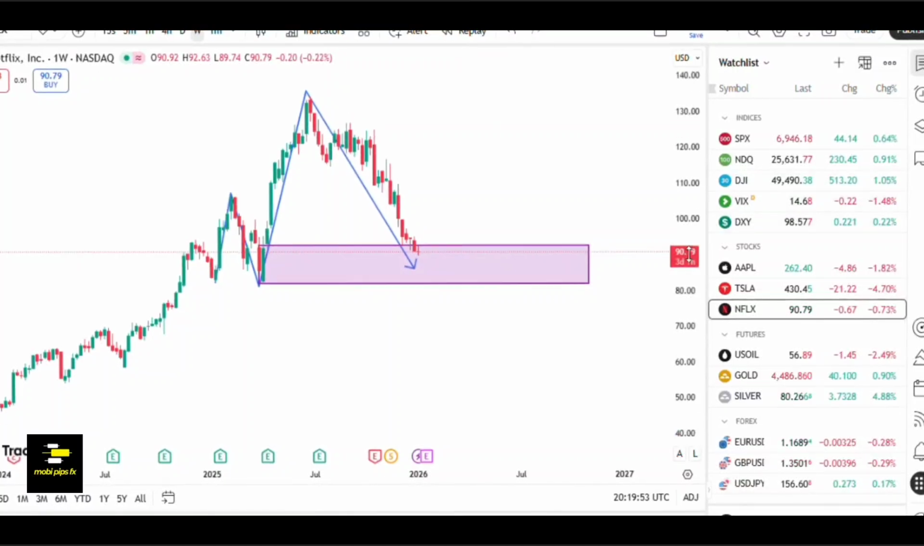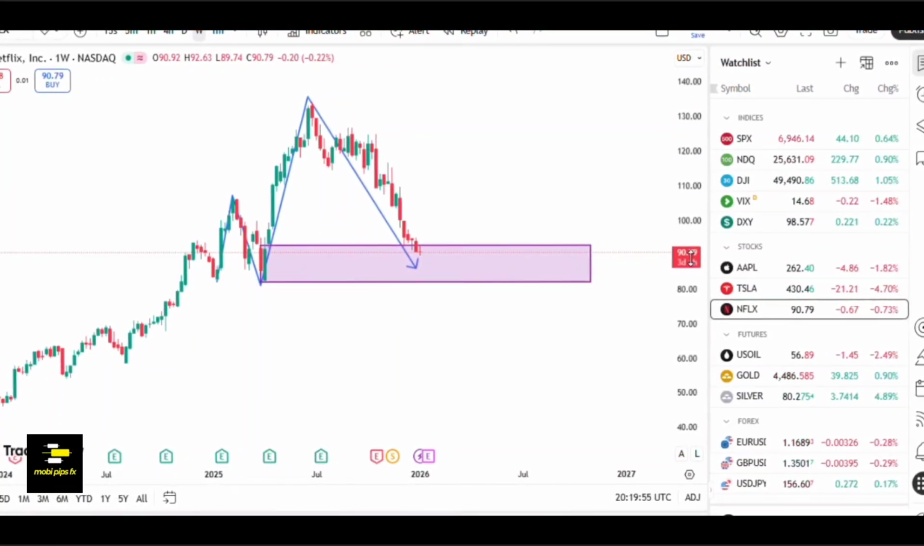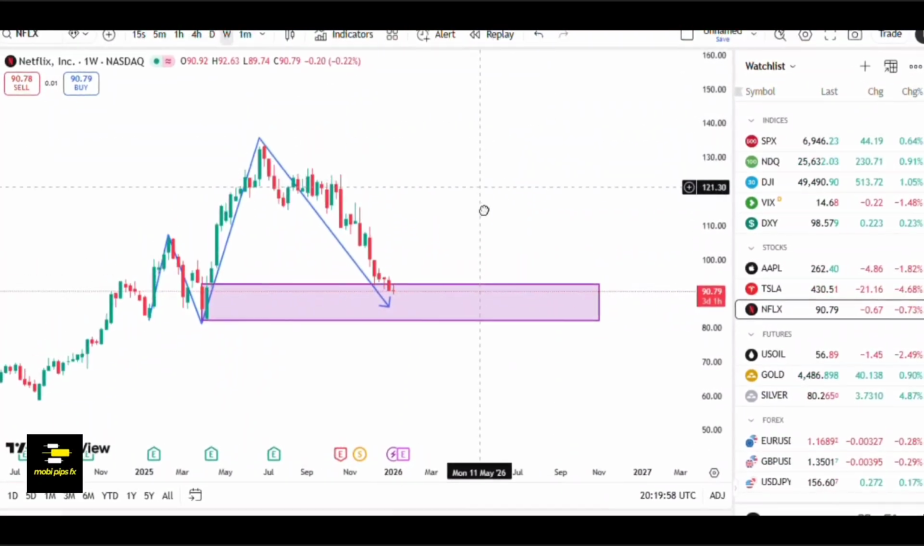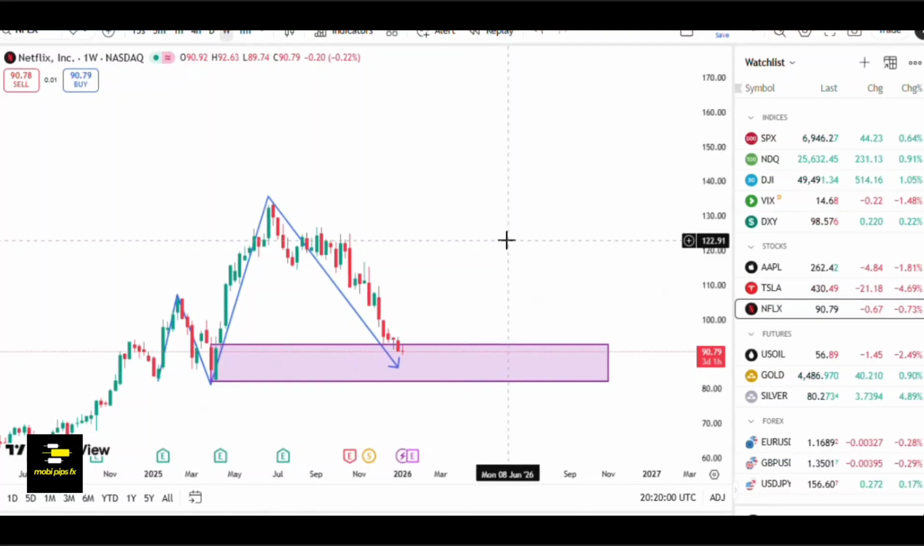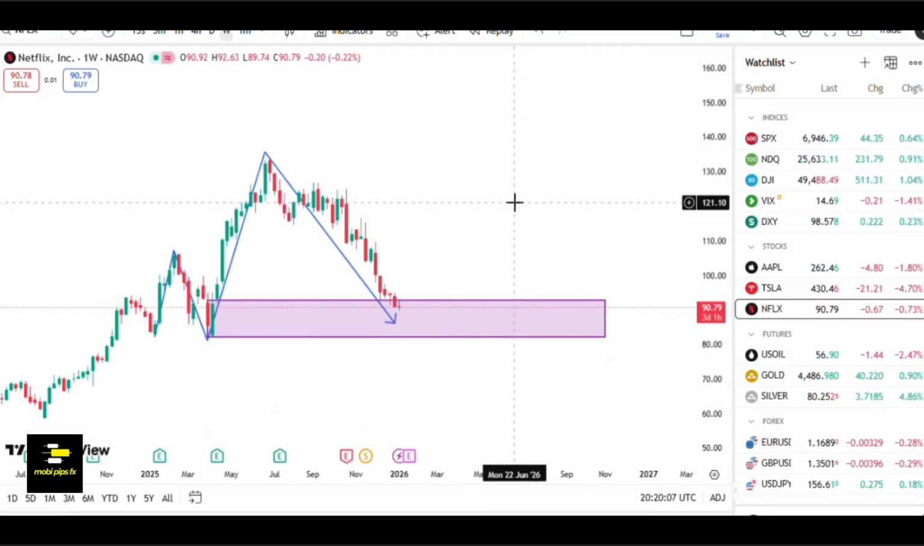This is what price is doing for Netflix, the company name Netflix. They are an incorporation. So this is their chart. We can use this to study how Netflix is doing.